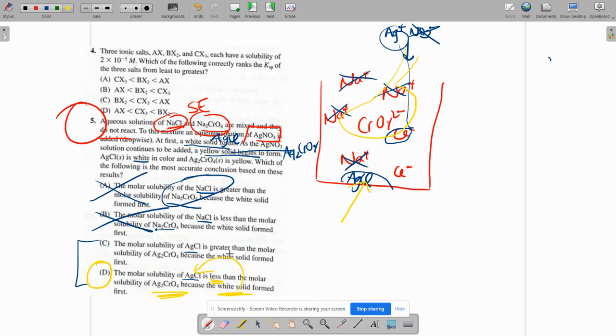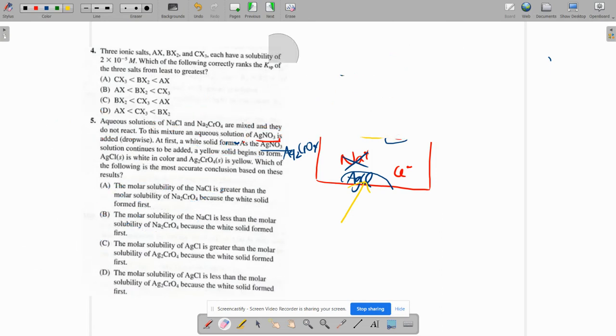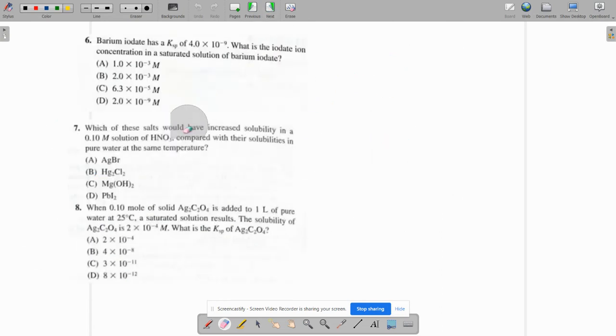So kind of a unique question, a little bit different than what we've seen, but hopefully that makes sense. Bottom line is the more readily, the more quickly that you see the precipitate, that's because it's not soluble, it's less soluble. All right, good news. Moving right along. That was number 5.